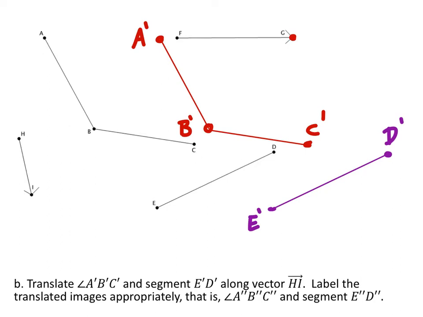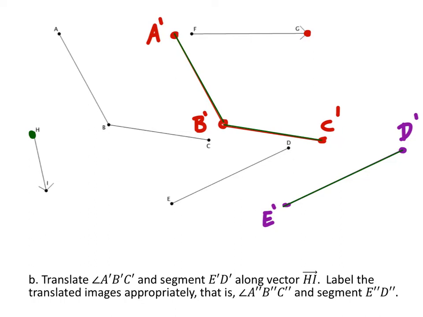We're going to translate the angle and the line segment we just created along this vector HI over here on the left. So again, I'm going to have to recopy these because we want to see A prime, B prime, C prime, and also the segment E prime, D prime. And then we're going to put a point there on H and then slide it down I. All right, so I've got those traced. And all I'm going to do is take this and slide it down that vector HI. And then I stop right there. Then it gives me the new points.